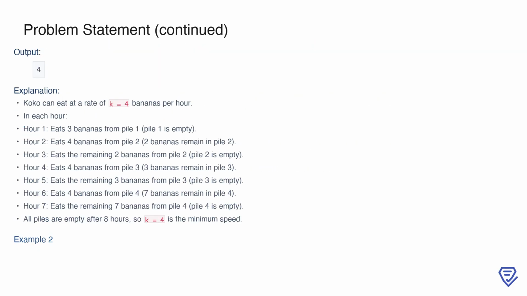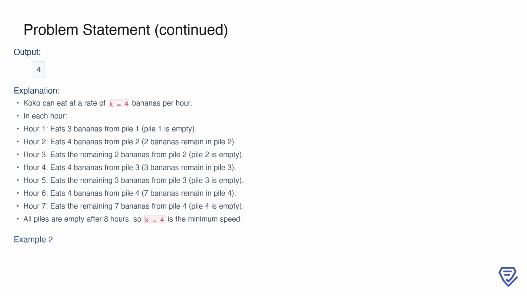To understand the problem better, let's look at an example. Suppose piles is [3, 6, 7, 11], and h is 8. In this case, the minimum speed k that allows Koko to finish all the bananas within 8 hours is 4. Here's how it works. In the first hour, Koko eats all 3 bananas from the first pile, leaving it empty. In the second hour, she eats 4 bananas from the second pile, leaving 2 bananas in that pile. In the third hour, she finishes the remaining 2 bananas from the second pile.